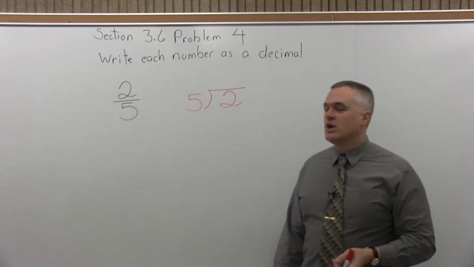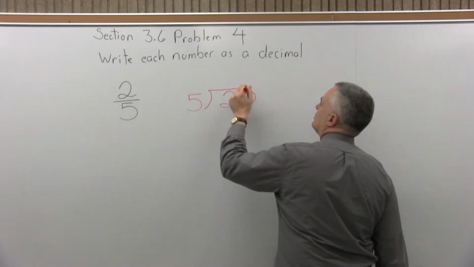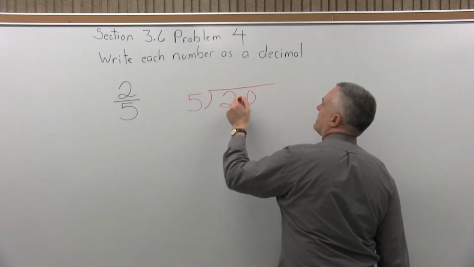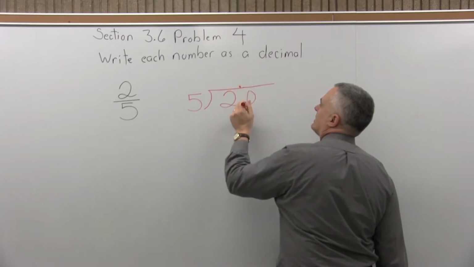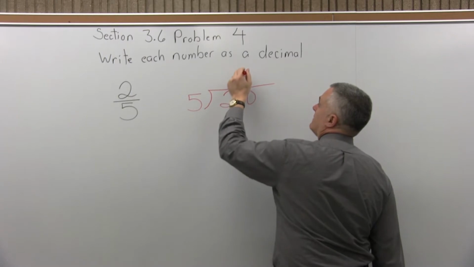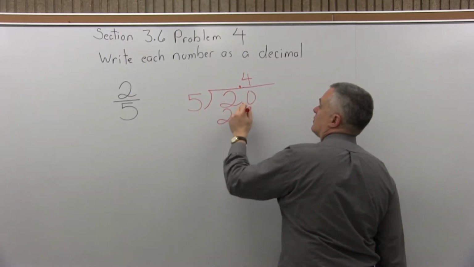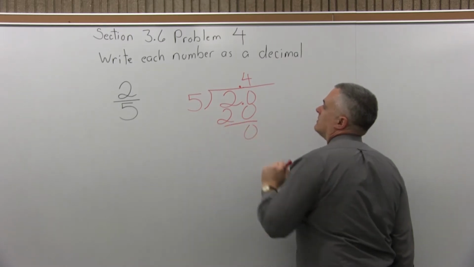Now 2 is just not big enough to divide 5 into. So instead of 2, let's write it as 2.0, but we're going to treat it as a 20. That decimal where I put it in can come straight up. So 5 divides into 20. Actually, it goes in nicely. It goes in 4 times. 4 times 5 is 20. We have a remainder of 0.